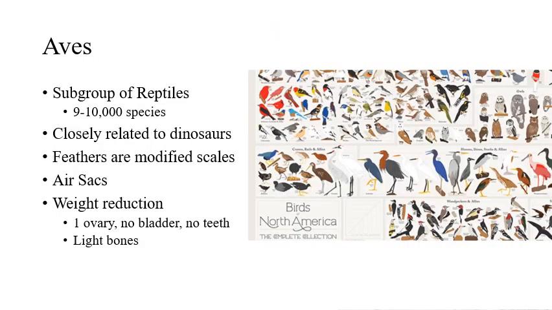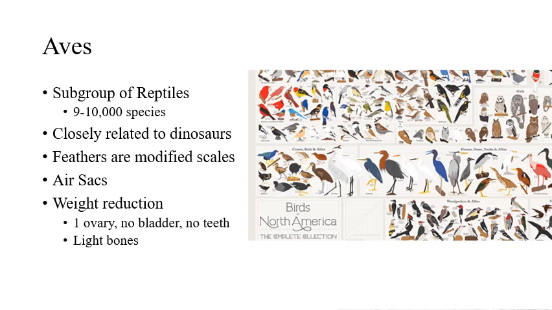Birds are cool. Birds are a subgroup of reptiles. They're nested within that group. They have about 9 to 10,000 species of their own. They are most closely related to dinosaurs, and birds have some very, very unique developments. The first of which is they have feathers, which are modified scales. The dinosaurs also had feathers. But they serve 2 major functions. They help maintain heat in cooler climates, and then they generate airfoil.